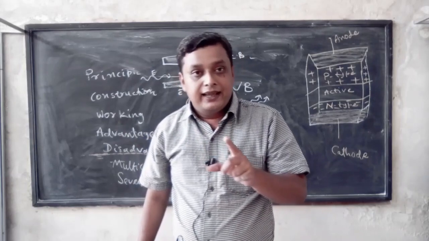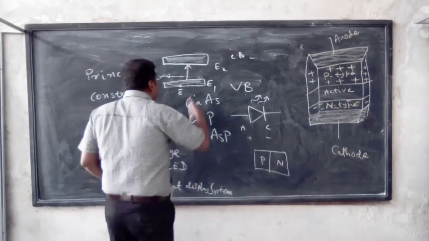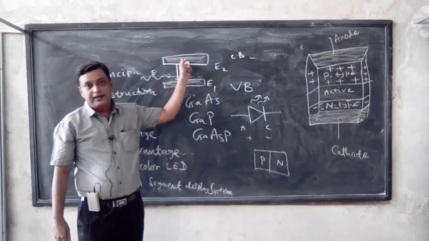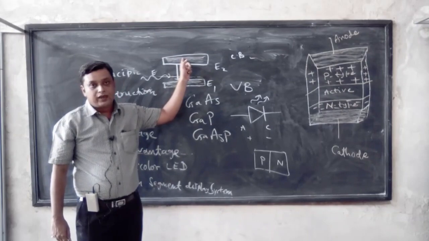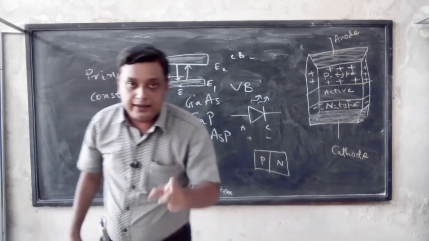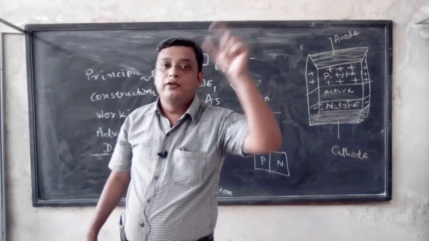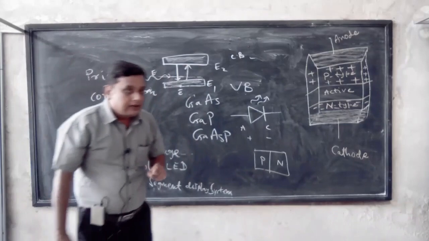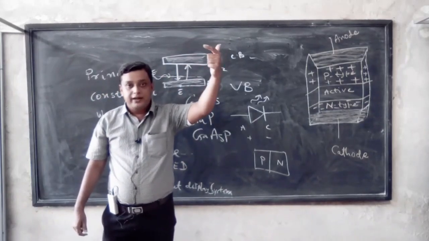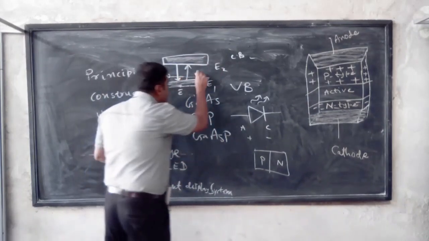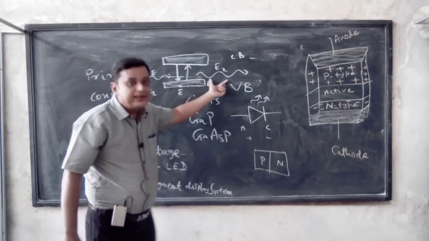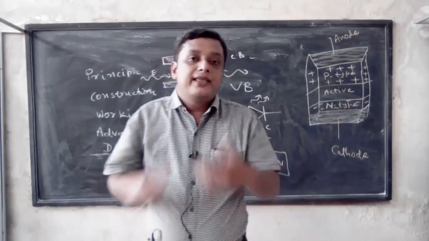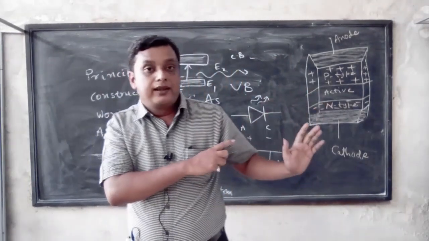So in an LED, what happens? Electrons are available in a higher energy level. Whenever there is a transition from a higher energy level to a lower energy level, from the E2 energy level to the E1 energy level, or from the conduction band to the valence band, this energy can be released. Energy can be released by the semiconducting material.